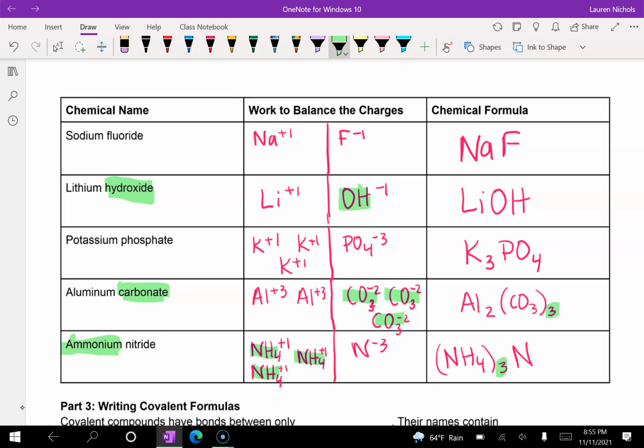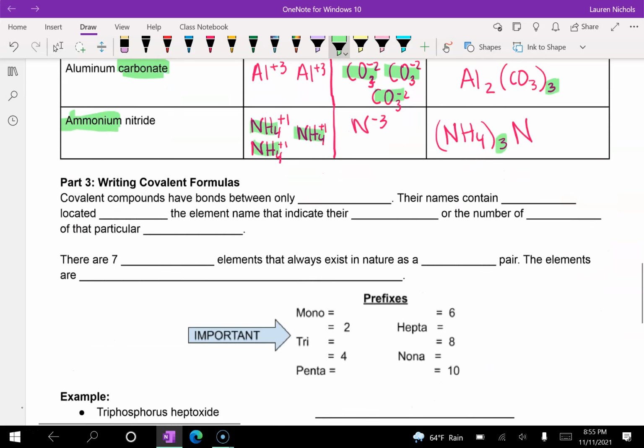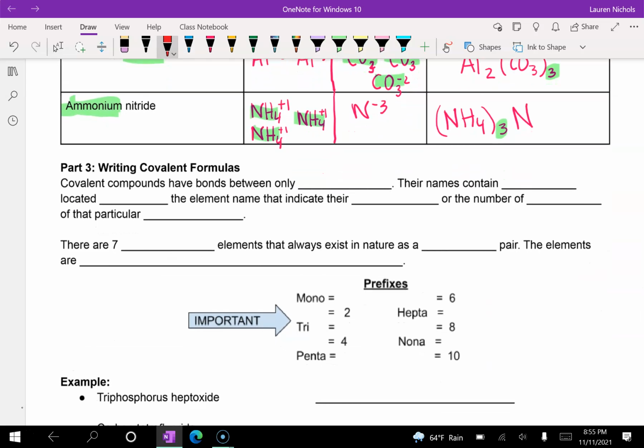And now that we've learned how to write formulas for ionic compounds, covalent compounds are actually even easier. So remember, covalent compounds have bonds between only non-metals, okay? And their names contain prefixes that are located before the element name, which indicate their subscript or the number of atoms of that particular element, okay?